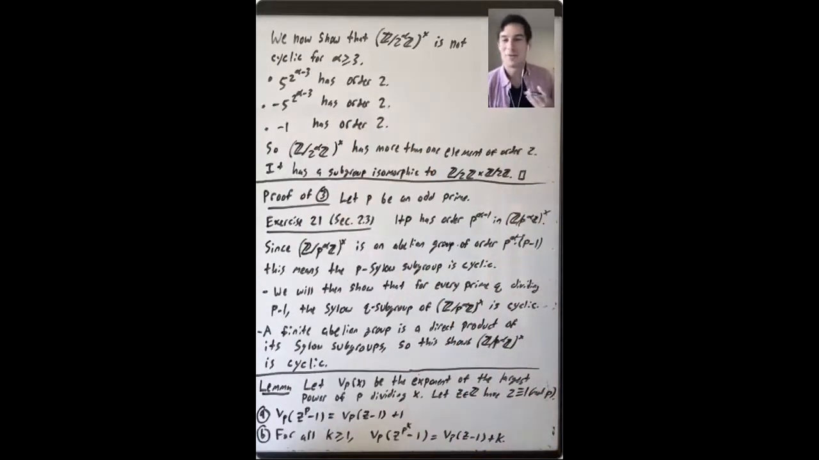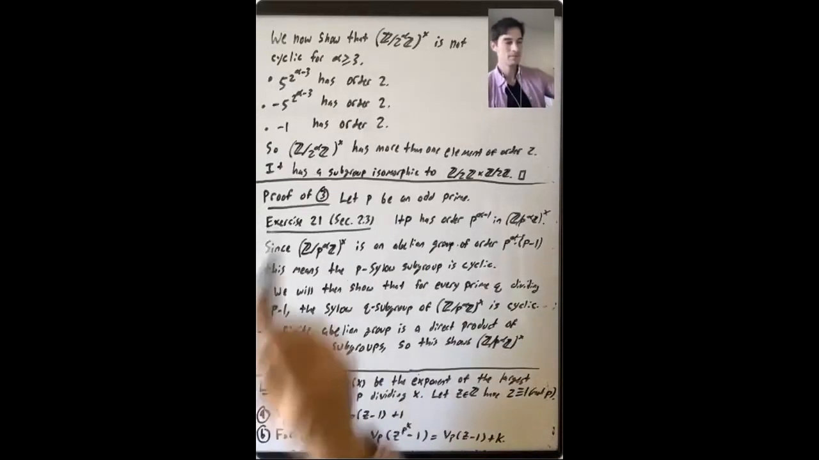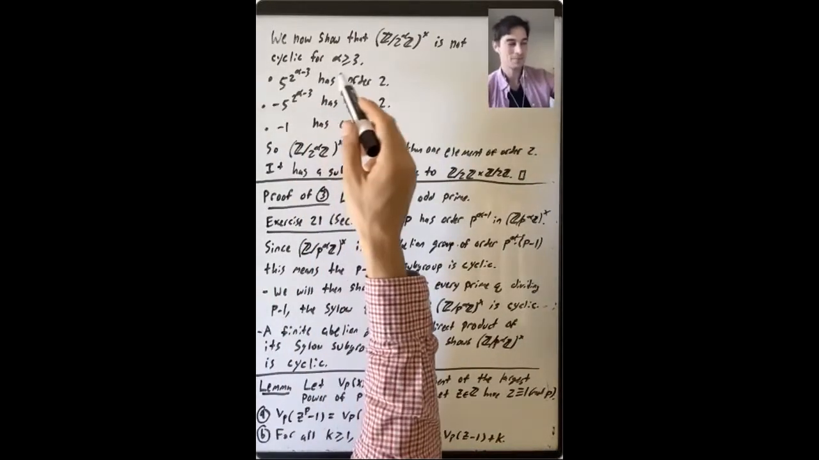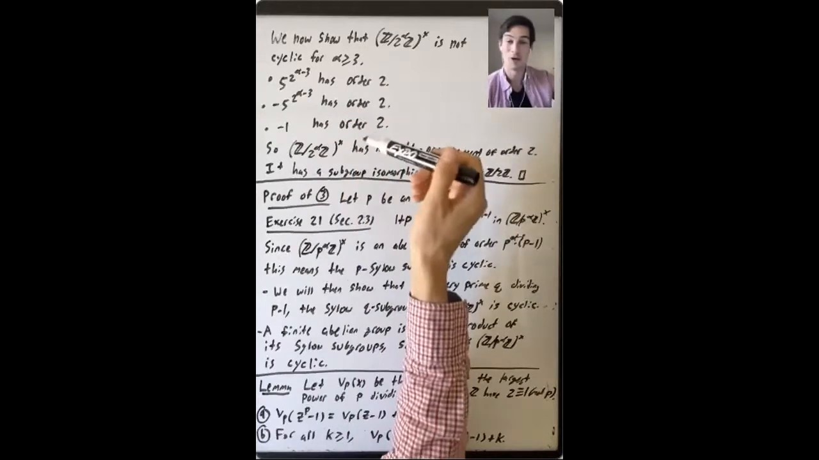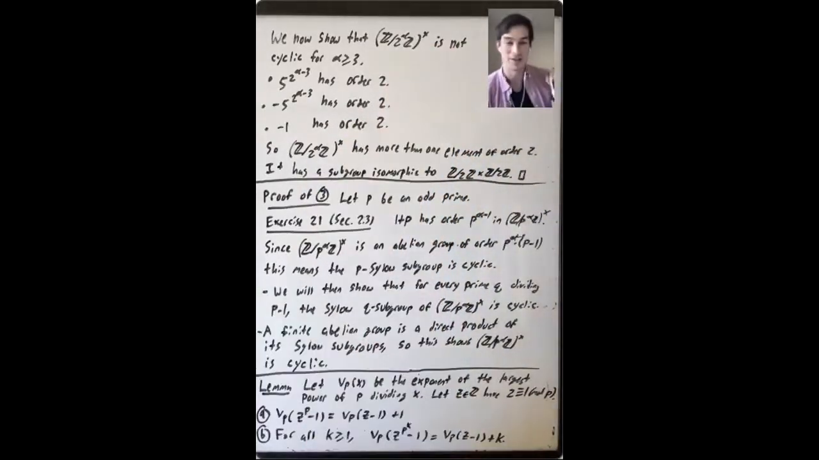Another way to say it, which is maybe better, is that we proved this: if you have a prime p and a finite group G, the number of elements of order p in G is the number of subgroups of size p times (p minus 1). So as long as we have more than one element of order 2, that means we're not cyclic.